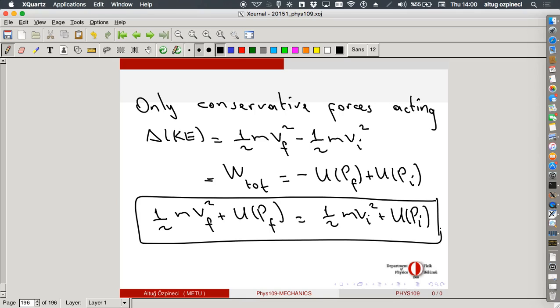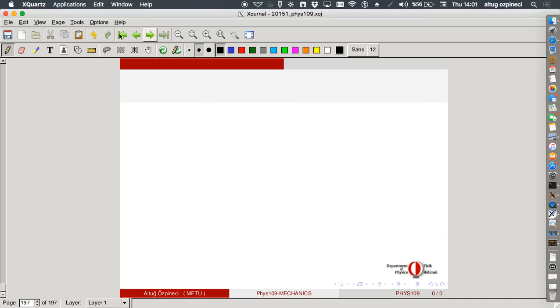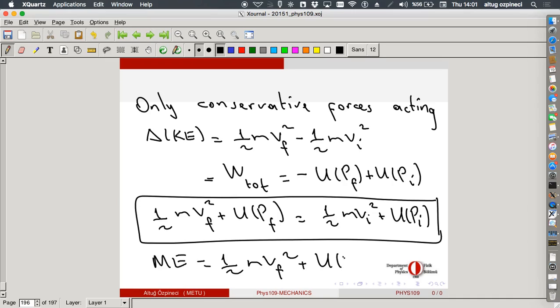As the object is moving, as time is evolving, the speed of the object might be changing, the position of the object might be changing, but at different times, this quantity will not change. This is what we call the mechanical energy: 1/2 m v squared plus the potential energy. So this is the mechanical energy of a system. We had already seen that it doesn't change during the motion.